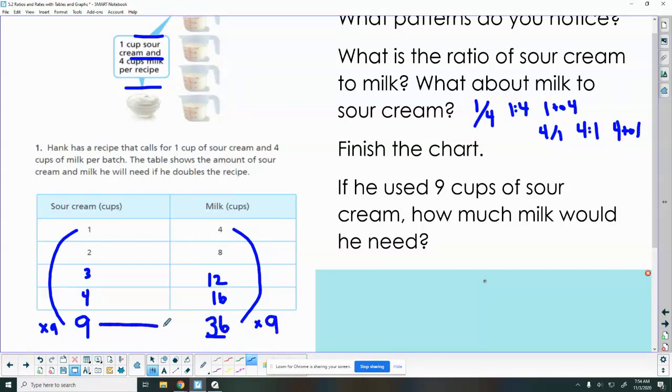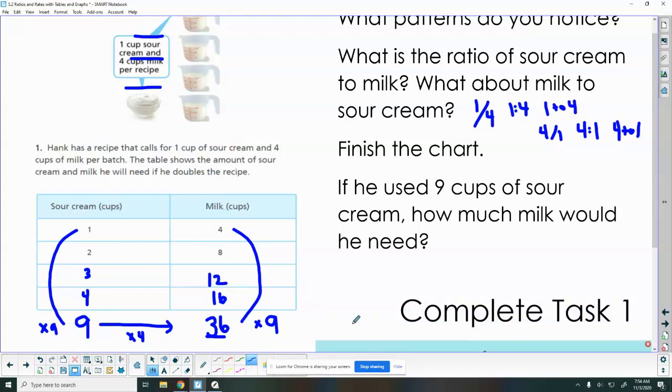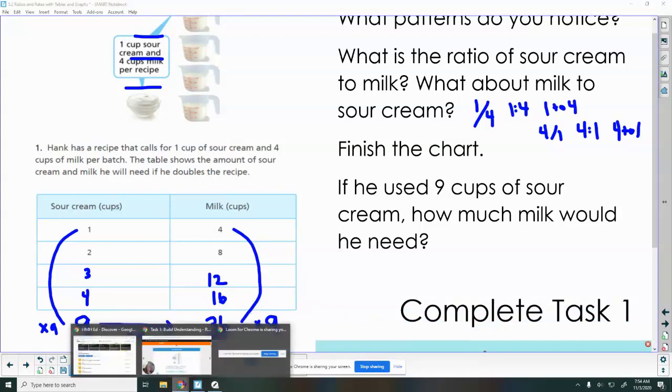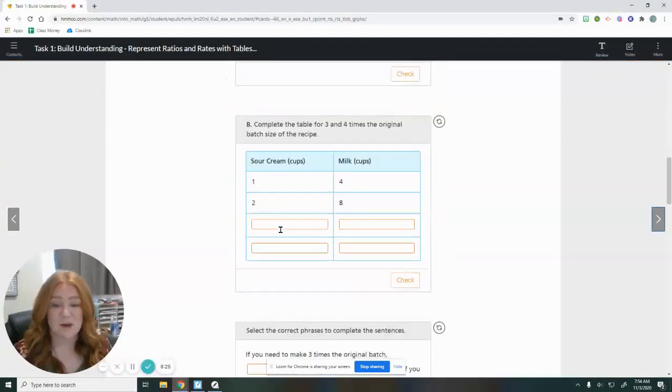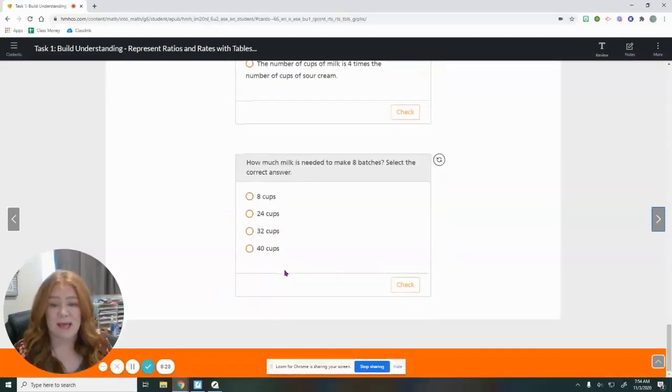I also noticed a pattern that I had to times this by 4. It was 4 times bigger. 9 times 4 is 36. So even without filling out the chart, we can figure out different amounts using that same pattern. What you do to one side, you have to do to the other. So go ahead and pause and complete all of the questions on task 1, and then come back when you are ready to do task 2.